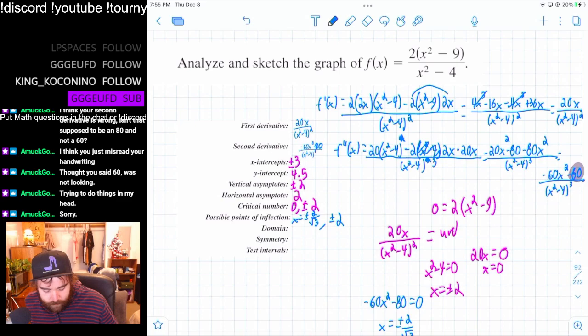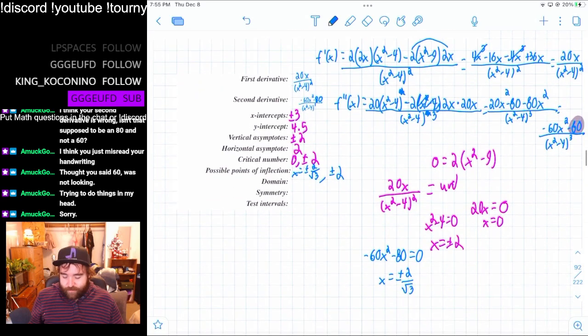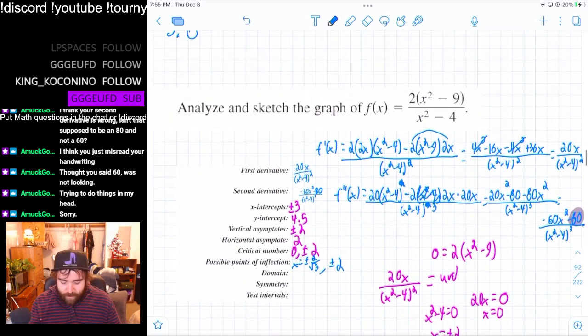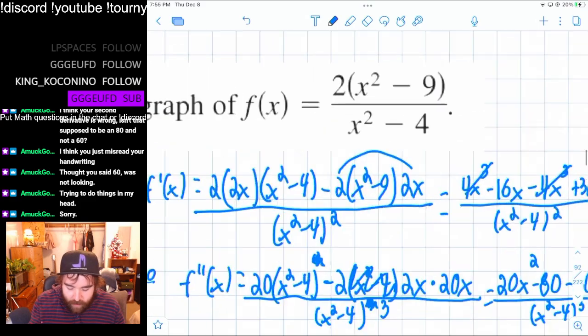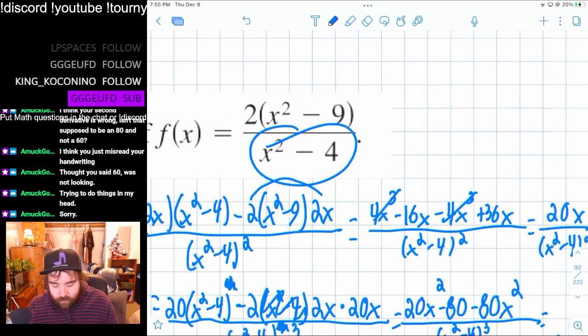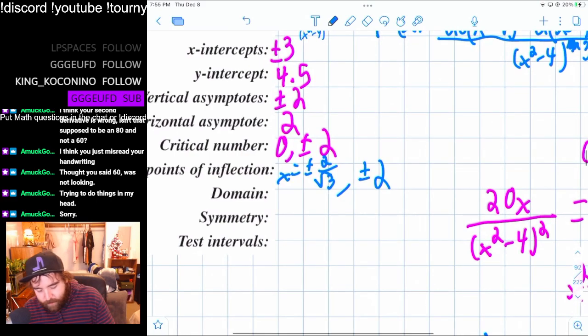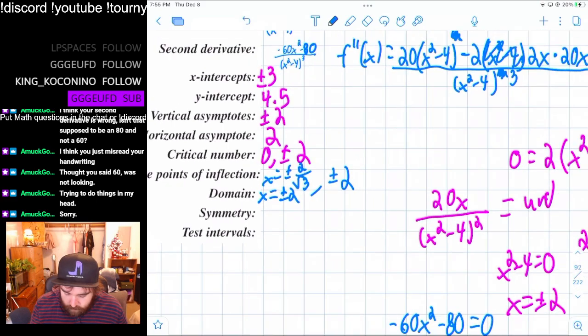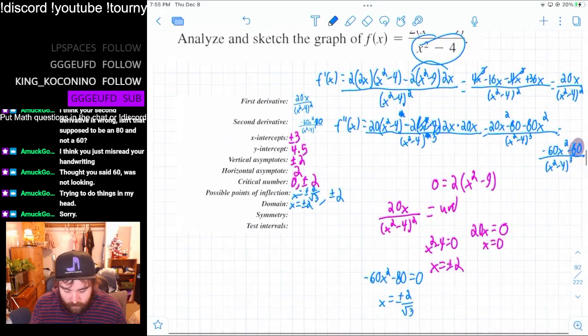All right. I don't know if I can do this for every single graph. It's already been 20 minutes and we're still in the first one. So what's the domain? The domain is just anything except for this. So the domain, when that equals 0. So the domain is just that x cannot be plus or minus 2. We don't need to write that in interval notation.